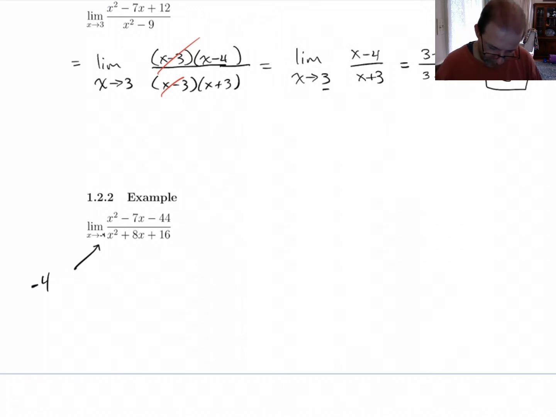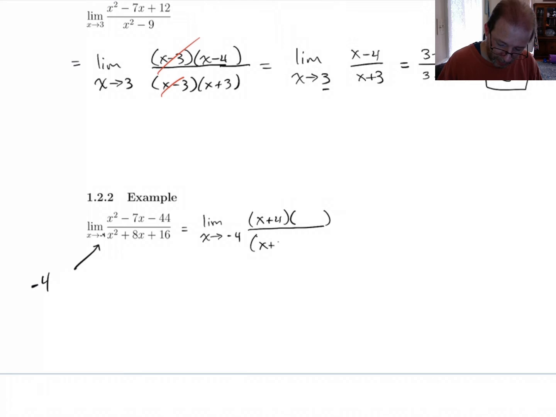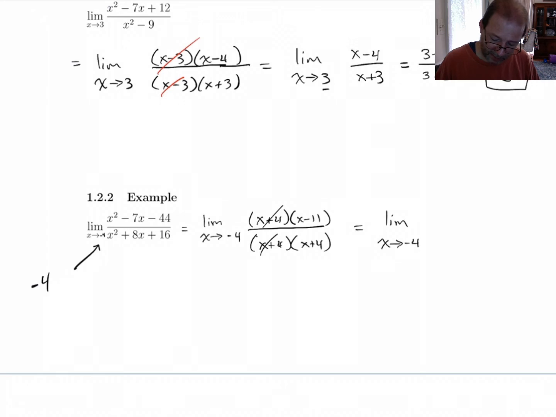Erase all this. So it's the limit as x goes to negative 4. Now we saw that plugging in negative 4 gives us 0, so we know that x plus 4 is going to be one of the things that these factor into. The bottom factors into x plus 4 times x plus 4. The top factors into x plus 4 times x minus 11. So I can cancel this with this, and I'm left with the limit as x goes to negative 4 of x minus 11 over x plus 4.